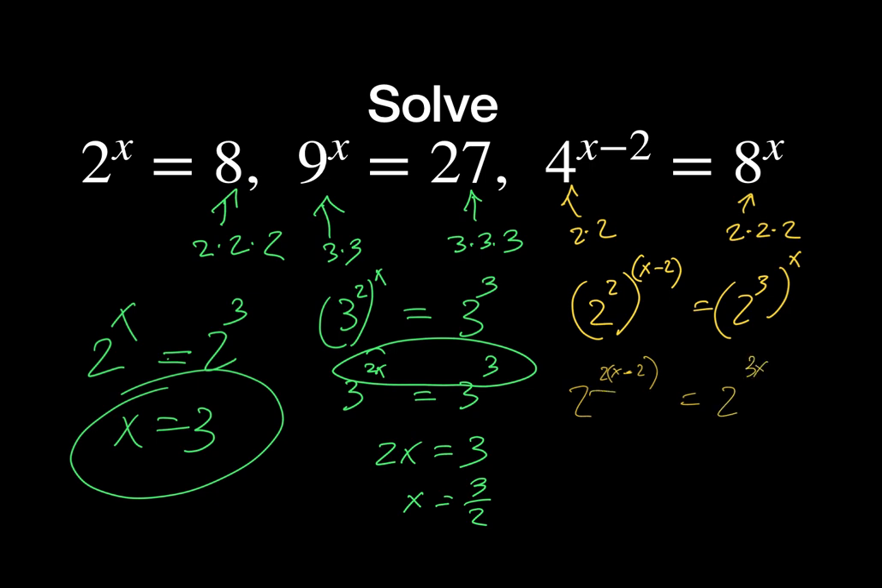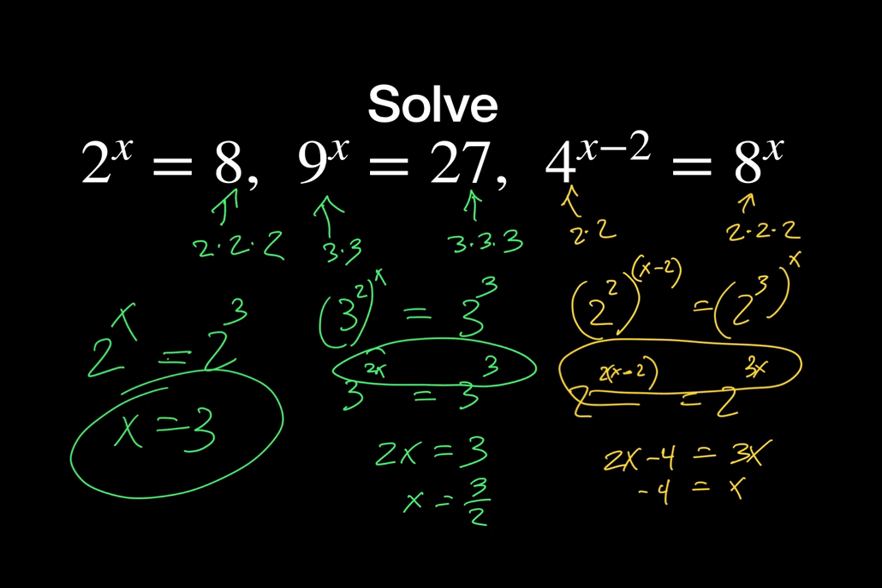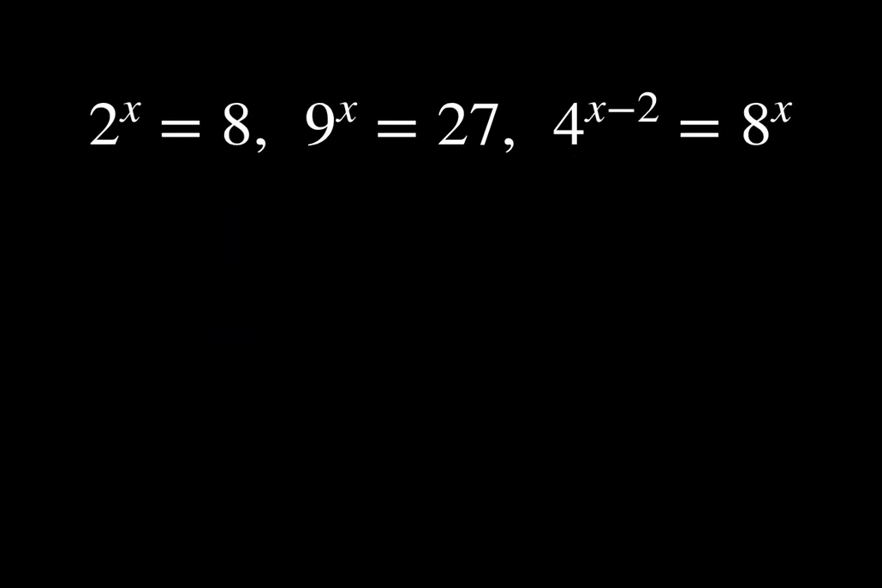Now that I have same bases and they're equal, I can set the exponents equal to each other. 2x minus 4 equals 3x, and you might be saying, where'd that 4 come from? 2 times x and 2 times 2. I just did the distributive property. Subtract 2x from both sides. Negative 4 equals x to solve for x. We just did that.